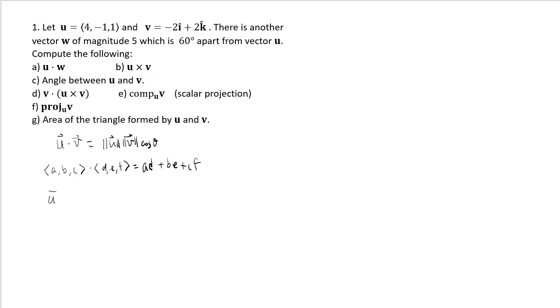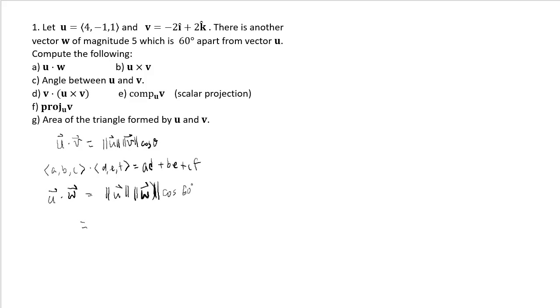If I need u dot w, I would need to do the norm of u times the norm of w. I'm putting these arrows in because these are vectors. Boldface font is used to show that it's a vector, but I can't do that, so I'll just put arrows on top. But it's the same thing. And then we have the cosine of the angle, 60 degrees.